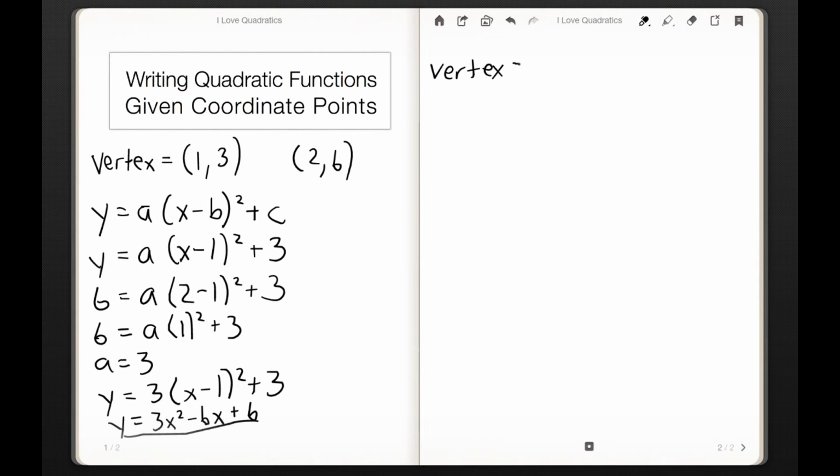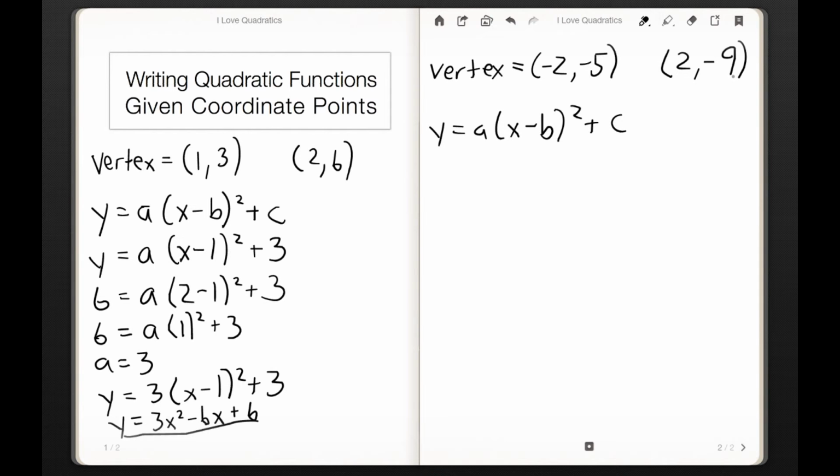All right, let's just do one more like that. Vertex of (-2, -5), and passing through the point (2, -9). So we just write out the equation of the vertex form. And now we're going to substitute in y is -9, x is 2. Be careful not to confuse: x and y are this other point that we're given, and b and c is the vertex.